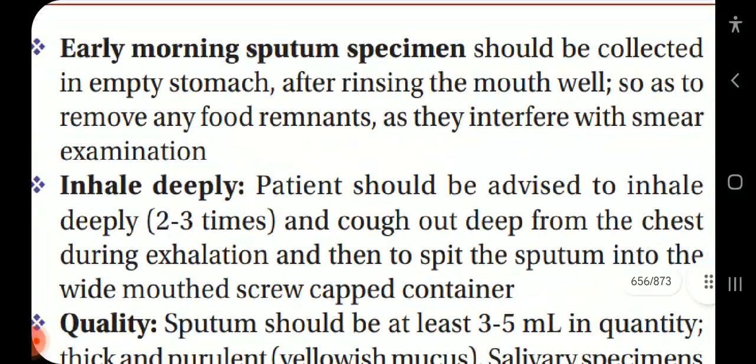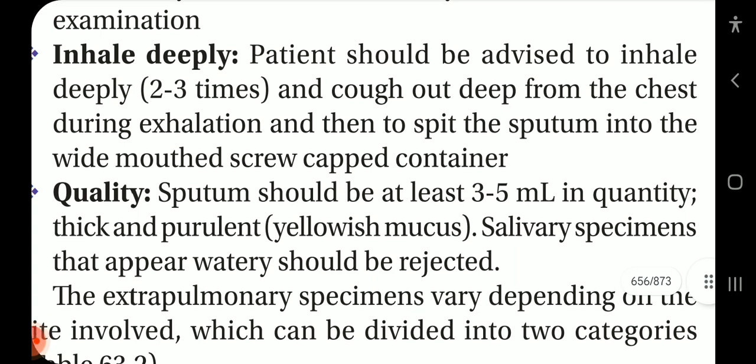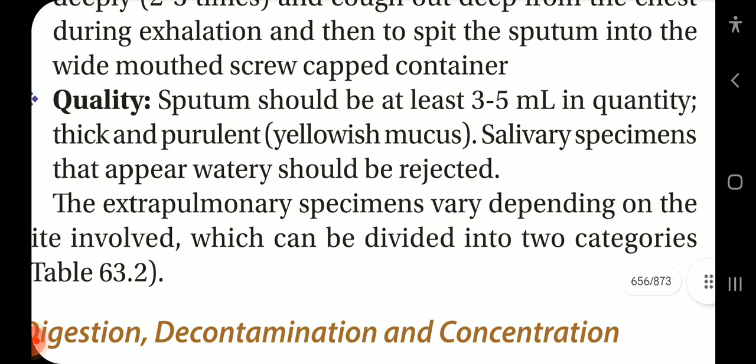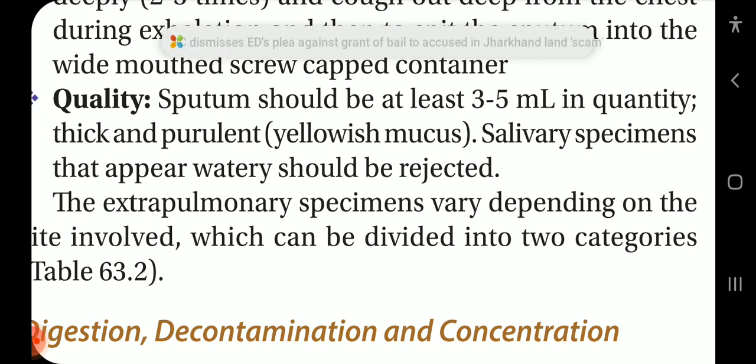Now, early morning sputum specimen should be collected on an empty stomach after rinsing the mouth well so as to remove any food remnants, as they interfere with smear examination. Patient should be advised to inhale deeply 2 to 3 times and cough out deep from the chest during exhalation and then to spit the sputum into a wide-mouthed screw-capped container. Quality sputum should be at least 3 to 5 ml in quantity, thick and purulent yellowish mucus. Salivary specimen that appear watery should be rejected.